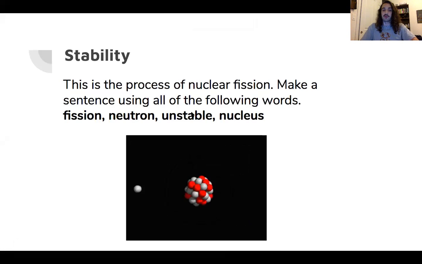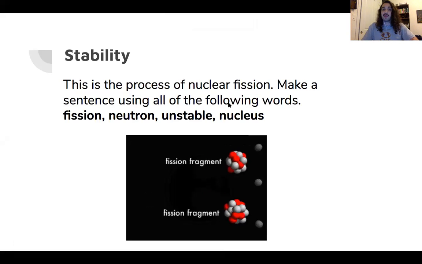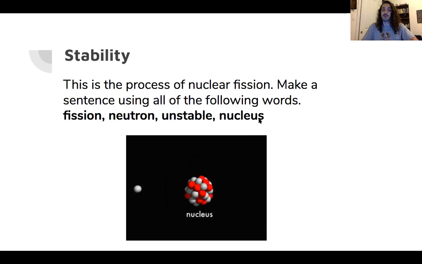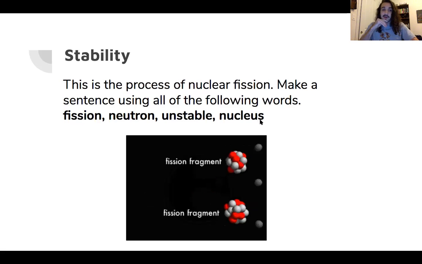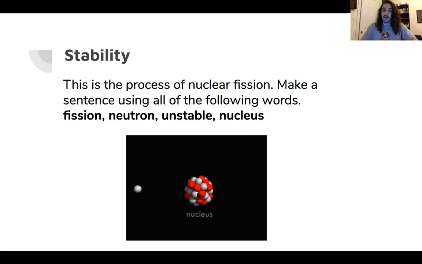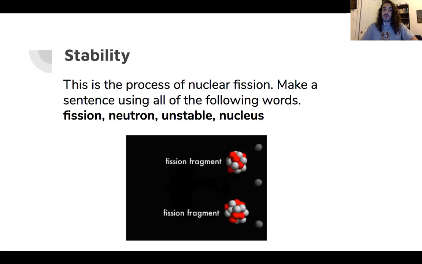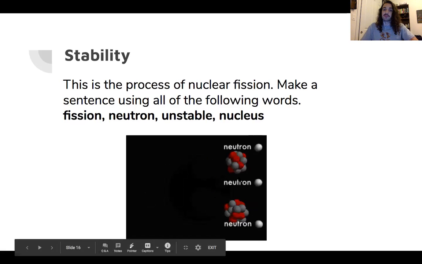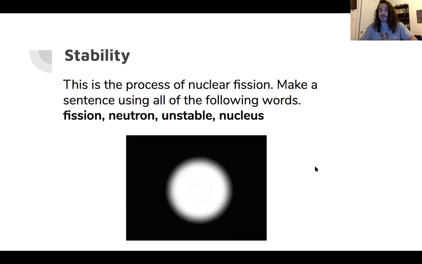So here is another thing about stability. This is a process of nuclear fission. This is what makes nuclear energy happen. So I want you to make a sentence using all of the following words: fission, neutron, unstable, and nucleus. Take a pause for a second. The sentence that I might make up right now is that a neutron hits a stable atom, combining and making it an unstable atom. The nucleus splits into 2 nucleuses. Actually, the word for that is nuclei. That's an example sentence. Whatever one you make, I'm probably going to like it.